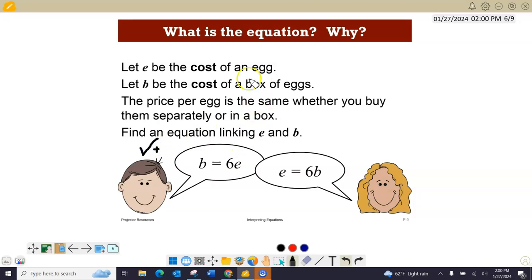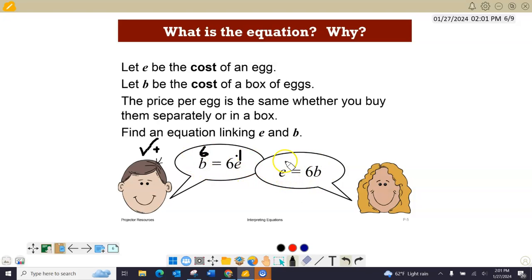We can experiment with this too. All right, so let's say the cost of an egg was $1. Okay, 1 egg is $1. That means 6 times 1. 6 times 1 is 6. So if 1 egg is $1, then a whole box would be $6. That makes sense right here.